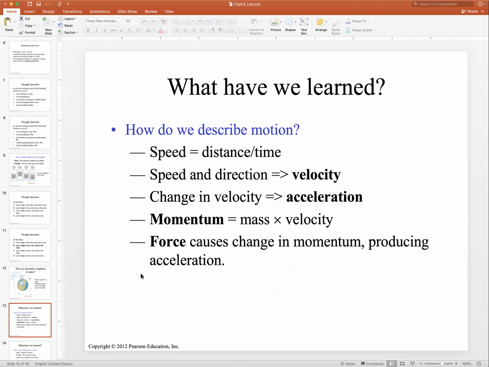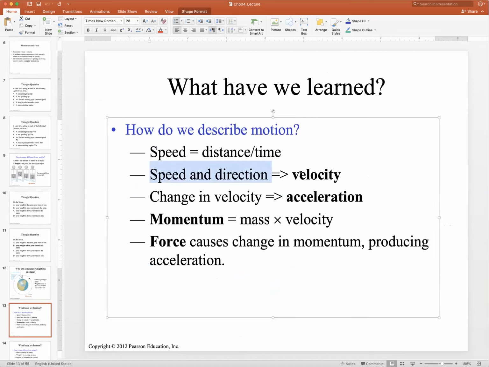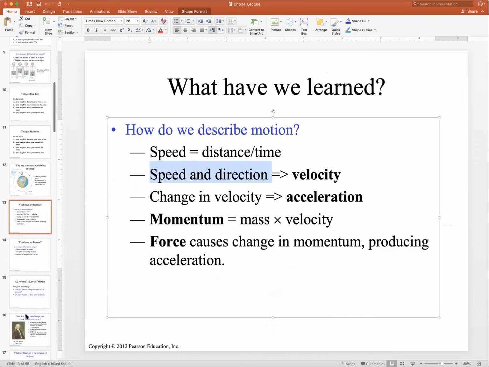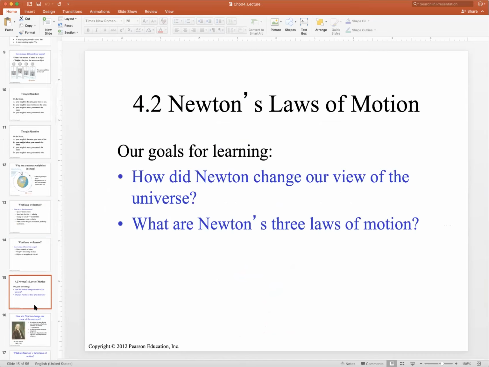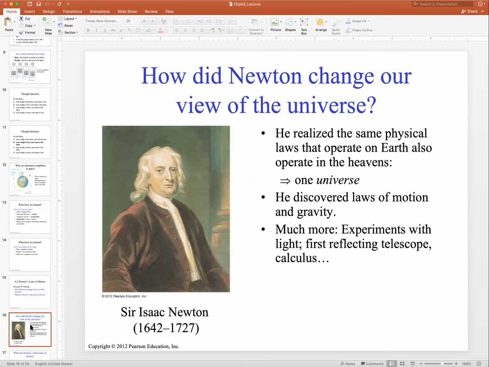So we talked about what a speed is, what a speed plus direction is, what the change of the velocity means, which means acceleration. Momentum is mass times velocity, and force causes change in momentum producing acceleration. Now let's talk about Newton's laws of motion and what he did to change our view of the universe. There are three laws of motion, each of which are very, very equally important. Okay, so Newton's first law, but let's talk about what he was thinking.